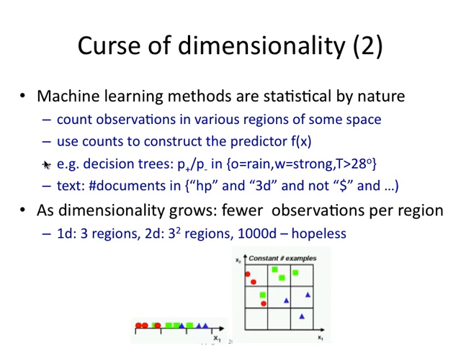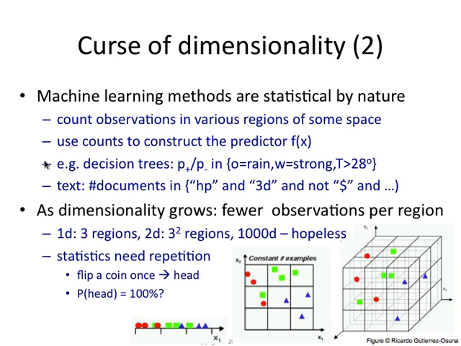If I take the same exact data set and represent it in 2 dimensions, I'm going to have a second attribute, and that's going to spread the points around. So now instead of having 3 regions, I'm going to have 9 regions, but I still have the same 10 data points covering 9 regions. So now my counts are going to be a lot sparser, and I'm going to have some cells where I have no observations at all.